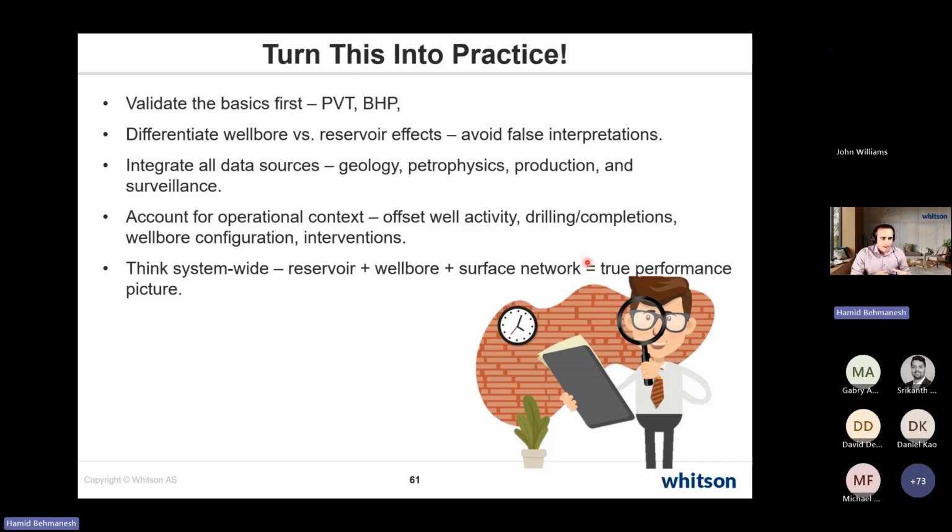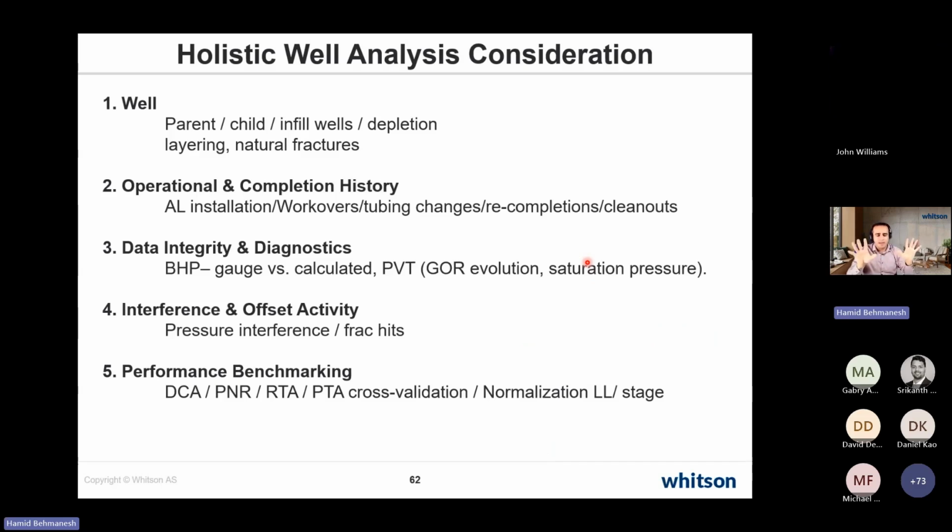So we are definitely aware of the wellbore storage effect, which can really mess up the data. This is very similar, along the same lines, to being able to decouple the reservoir effect from the wellbore effect. And similarly, in different language and terms: well operational and completion data integrity, interference and offset activity, and performance benchmarking. This is a very important part, as I presented to you in the very earlier slides, where FMB is sitting in our toolkit.